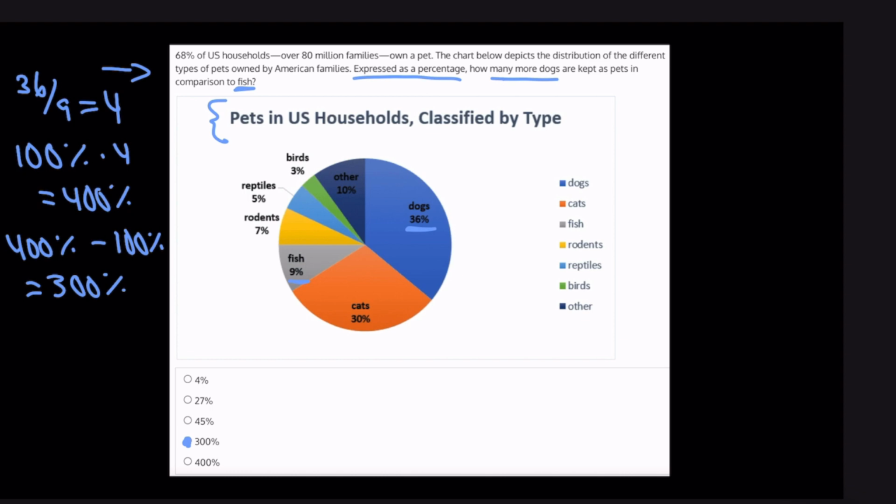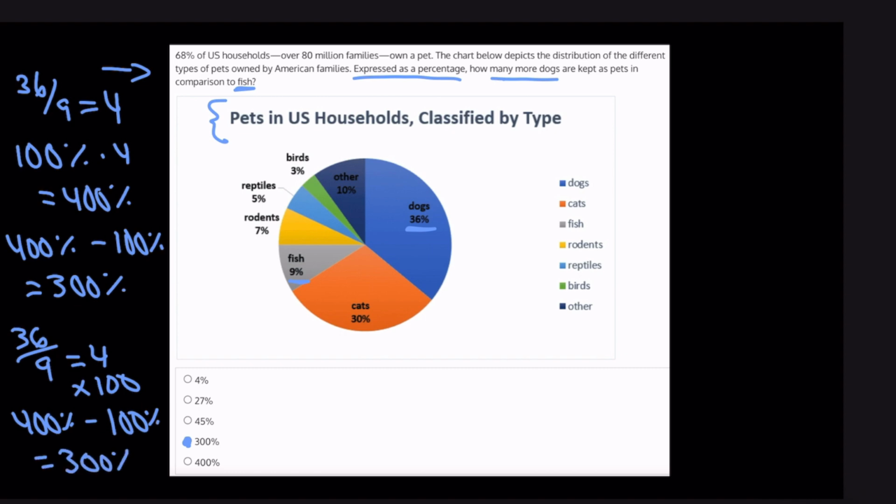Now, another method of going about this is to take 36 divided by 9, which equals 4, and then multiplying that by 100, and then doing the same process as we just did. So 400%, then minus our 100% for our fish, and getting the same 300% answer. We recommend doing whichever method helps you get to the correct answer accurately and most quickly.